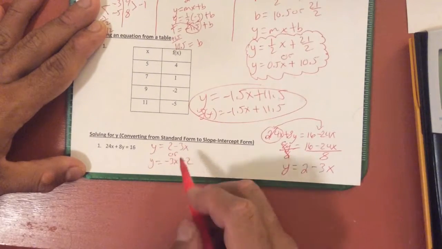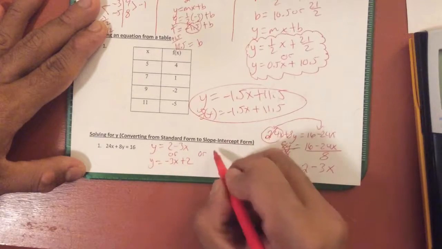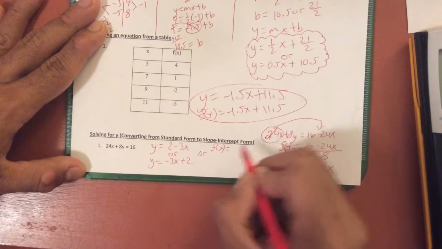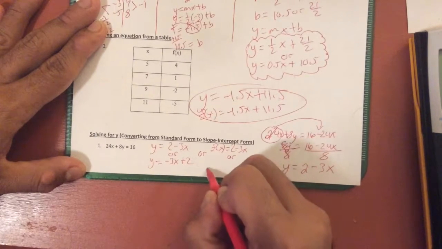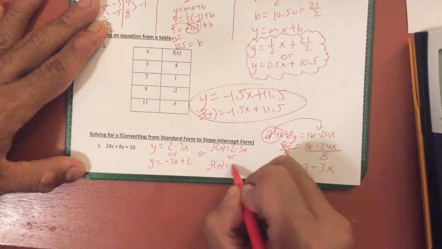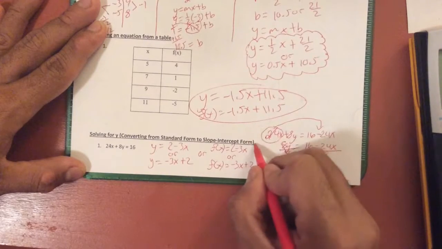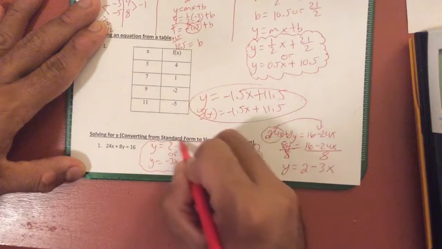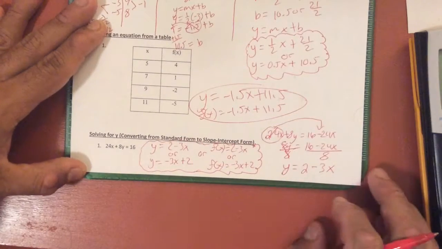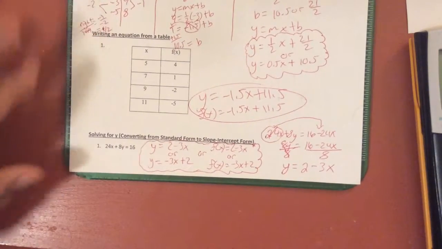Just make sure that the signs are correct. Or you can use the f of x instead of the y for any of those. And it's still the same result. Okay? So you have 4 ways of writing this equation after you solve for y in slope-intercept form. Okay? Choose your favorite one and stick to it.